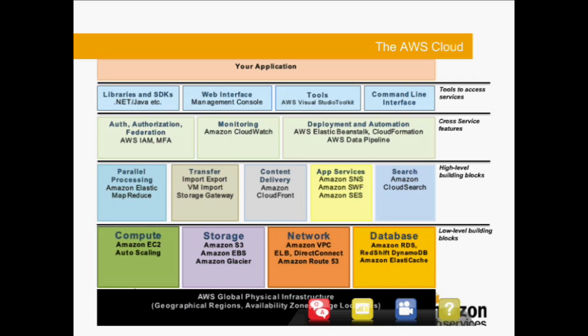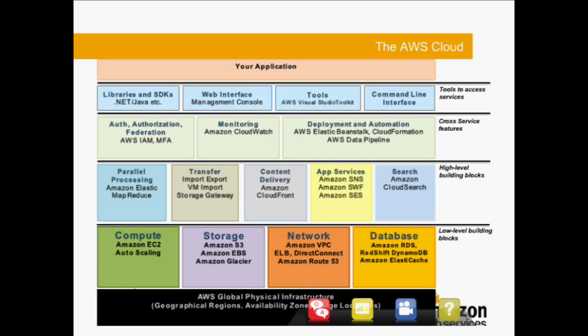We have relational databases as RDS, a managed service. On top of these, we have put together various other services for parallel processing, which is a Hadoop implementation called Elastic MapReduce. We have data transfer services like import, export, VM import, and storage gateway. They all help with transferring data from your traditional environments into the cloud. We also have content delivery services, which is CloudFront, with edge locations spread across the globe to deliver the content.